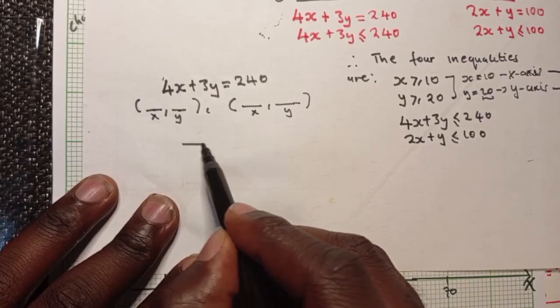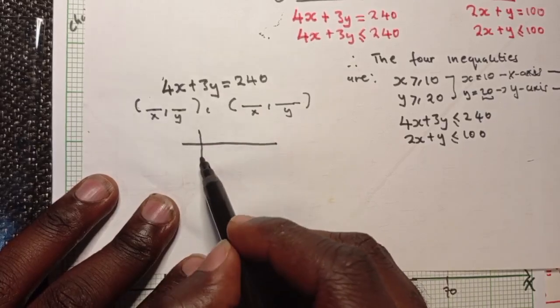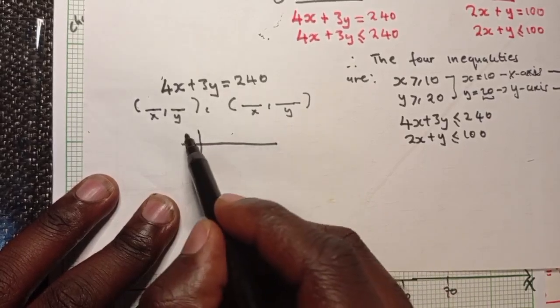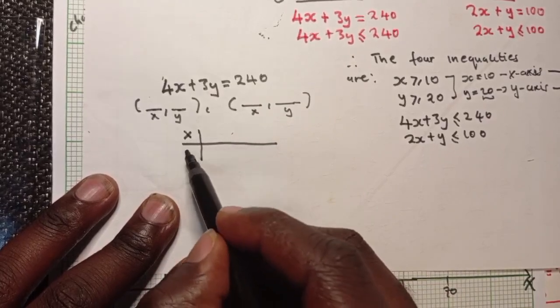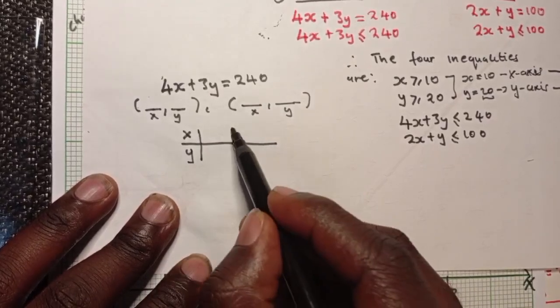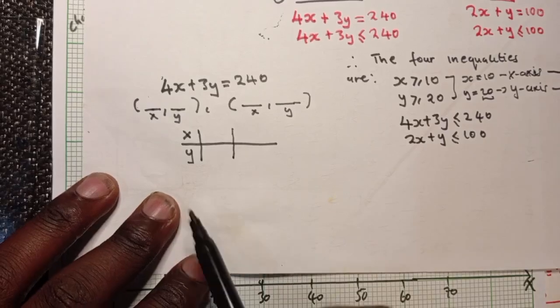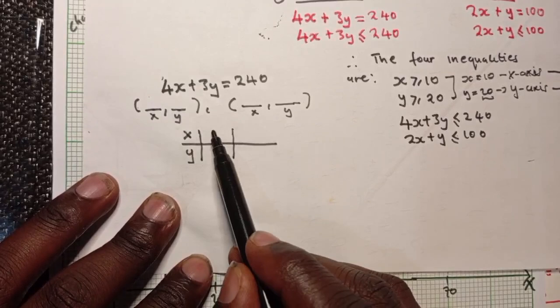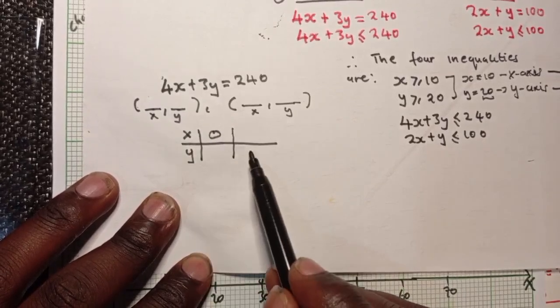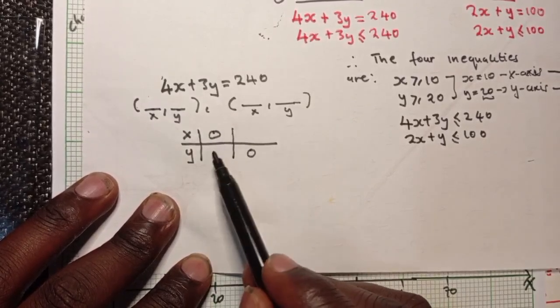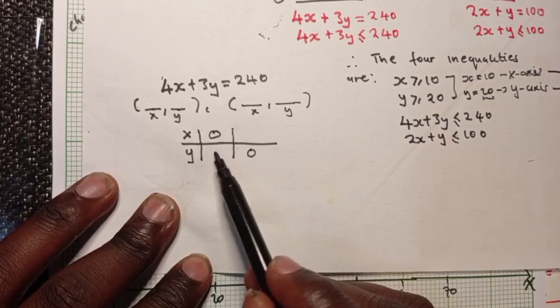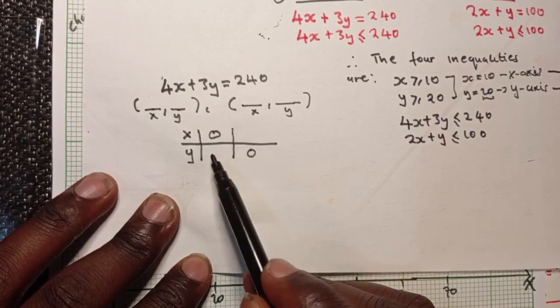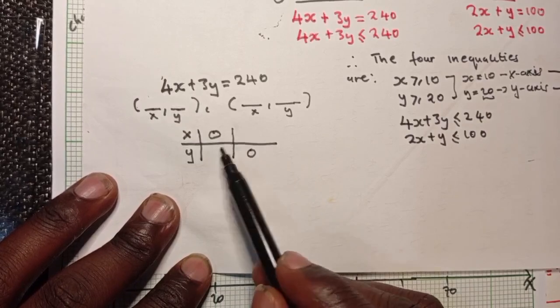Very simple. You just draw a table, a small table. You put x there, you put y there, and you close here. So you are going to put zeros. In this line, you put the 0 here. In this line, you put the 0 here, and then you find the missing numbers here. And I'm going to show you how to do that. So just put 0 and 0, and then find the missing numbers.